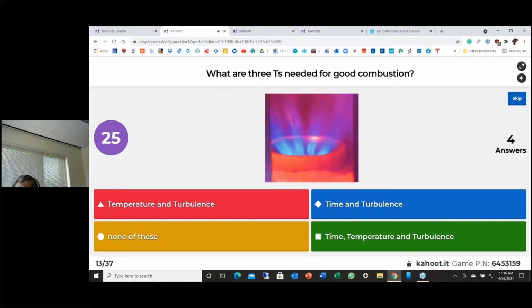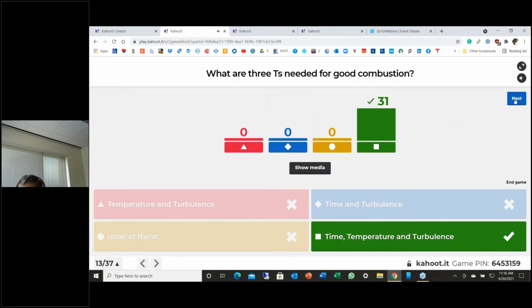What are the three T's needed for good combustion? I think it should be pretty clear. I mean, the only option with three T's is time, temperature, and turbulence. We need to have good mixing, we need to have right temperature, and then we need to have good timing for mixing. Thank you.